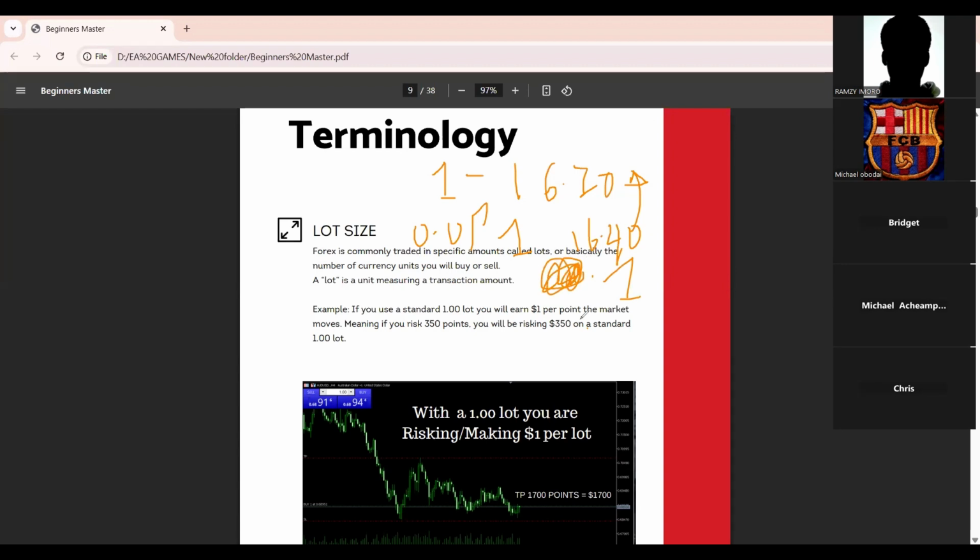Pips work when you see how the lot size works. Let's say you have a one lot size. Let's use this example, because sometimes I just want to use the simplest kind of example for you guys to understand that it happens everywhere. If we are using currency pairs like GBP/USD and all that, it makes it difficult to understand. But understanding it from your own perspective also helps you to understand it very well. So, for example, here he's saying that if you use one standard lot size, you earn $1 per point.